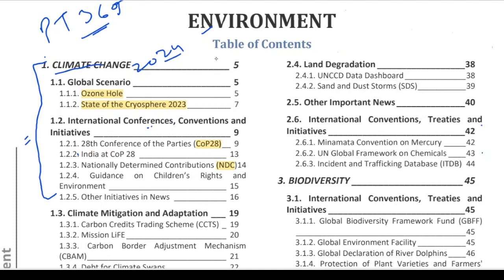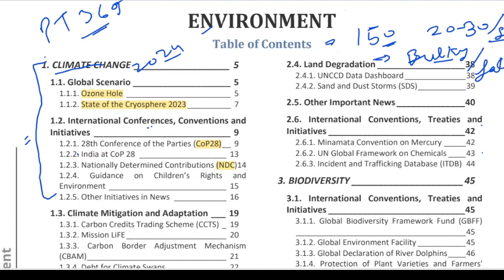Before initiating this lecture, I want to tell you that PT 365 contains nearly 150 pages. So we will divide our sessions into 20 to 30 pages per session, and then move in the direction of completion of this series. The other thing I want to tell you is that this PT 365 is very bulky. It contains a very large amount of facts.